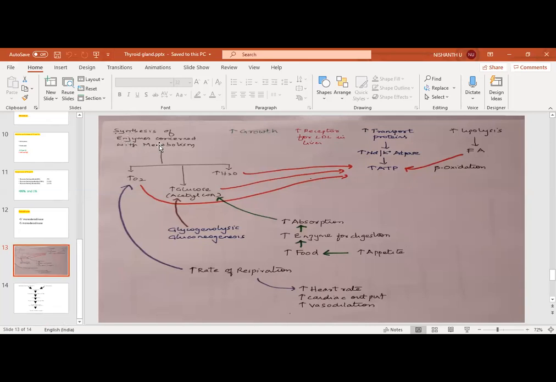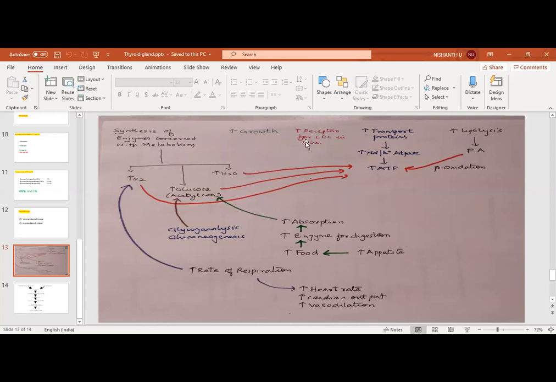I have written here synthesis of enzymes concerned with the metabolism. That means these are the functions of T3 and T4. First one is, it will promote the synthesis of enzymes concerned with the metabolism. You already studied the metabolism in biochemistry, like carbohydrate metabolism, protein metabolism, and lipid metabolism. All the enzymes which are concerned with the metabolism, their synthesis is promoted by the T3, T4. And second, we will discuss this one in detail. The second function is, it promotes the growth, both physical as well as mental growth is promoted by the thyroid hormone, not just physical, remember this point.